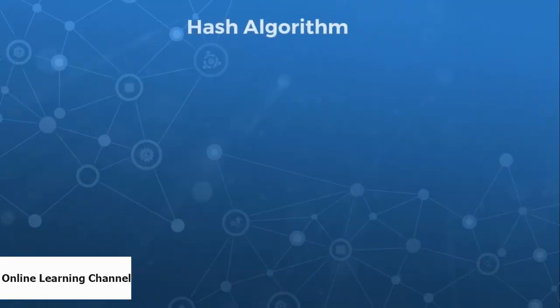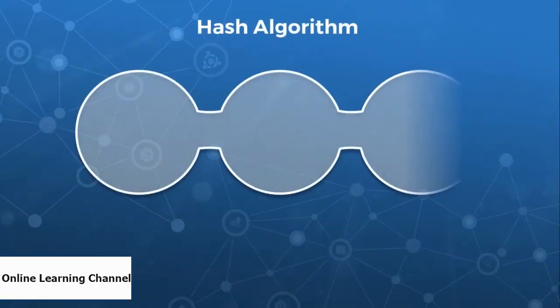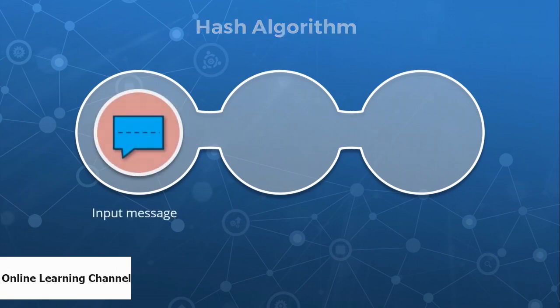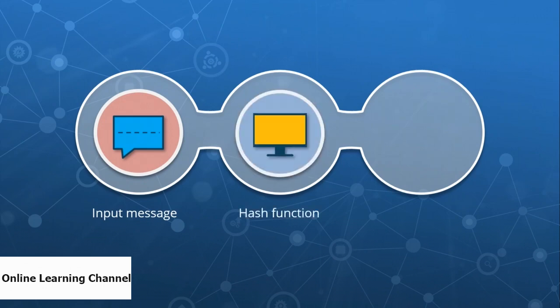And for that, we take a look at what exactly a hash algorithm does. It begins with some form of input message. This input will be fed into some hash function, and then the output which is produced by that function is referred to as a hash value.